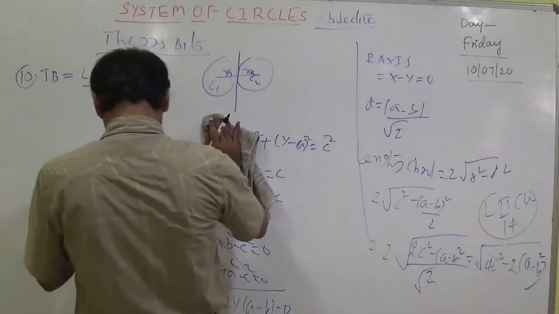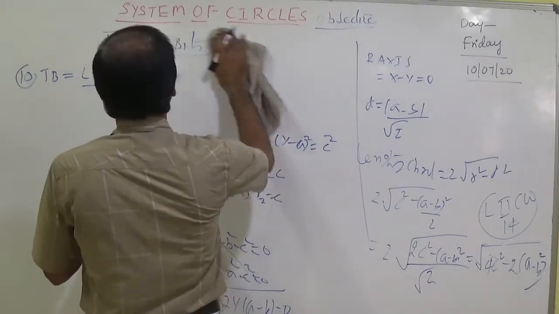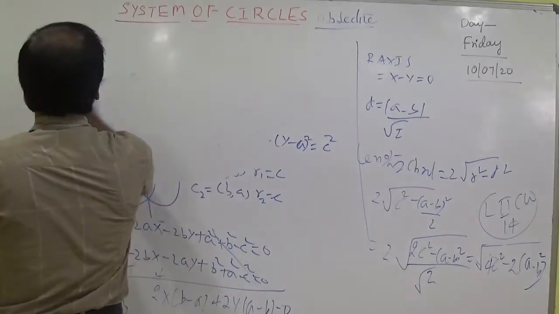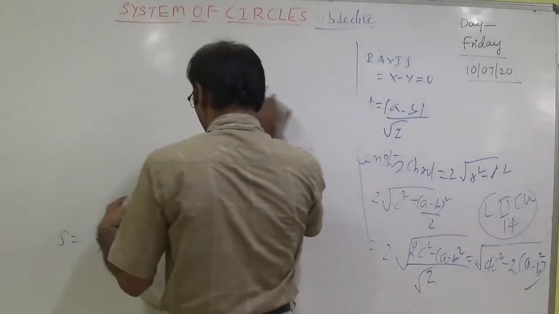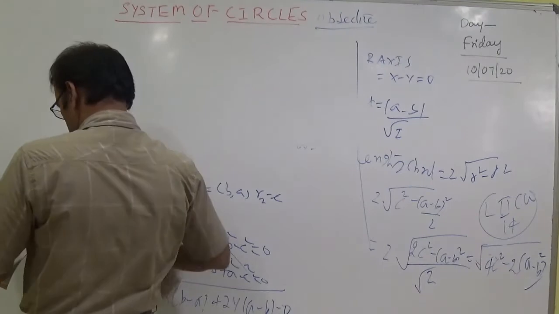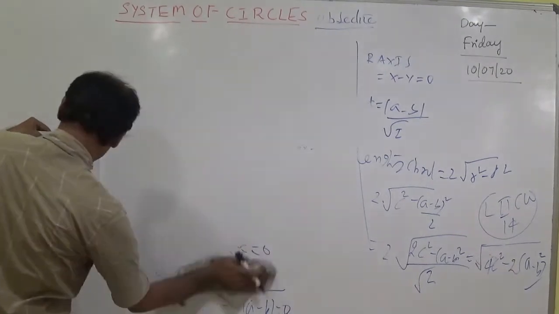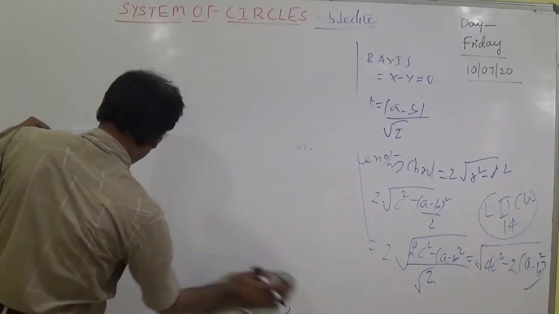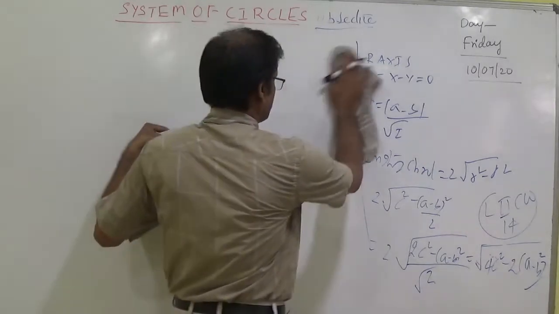If a circle passes through a point A comma B and cuts the circle x square plus y square is equal to k square orthogonally, then the locus of its center.